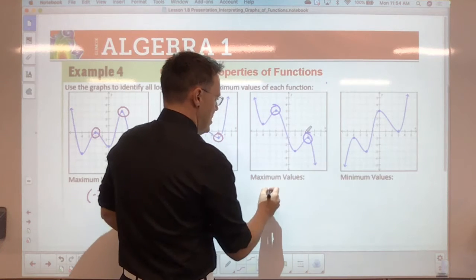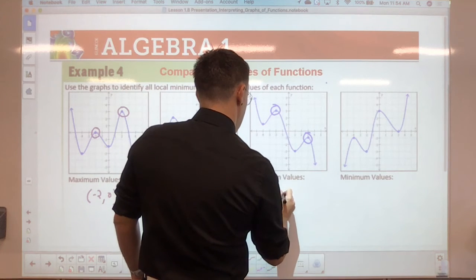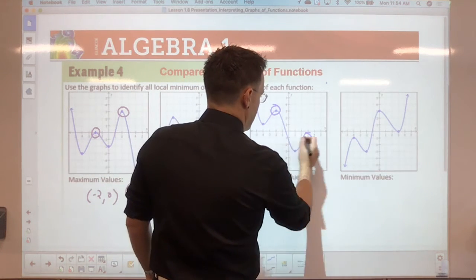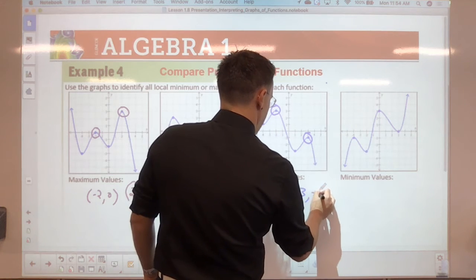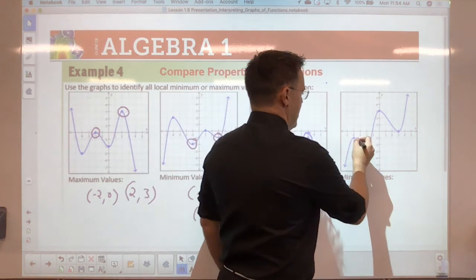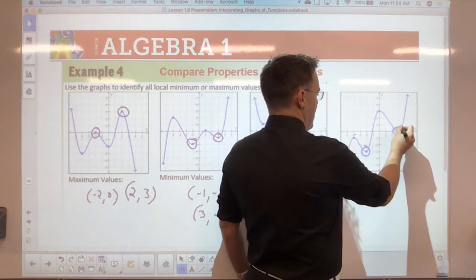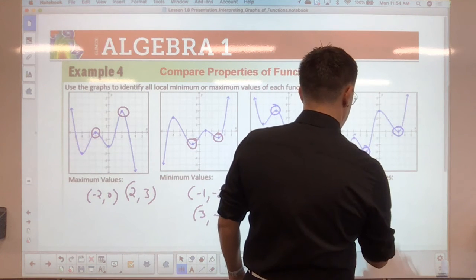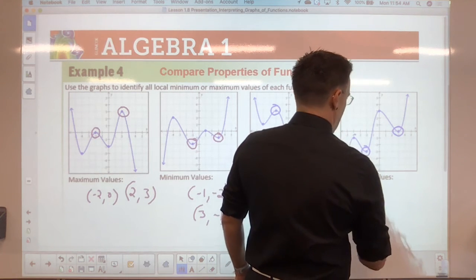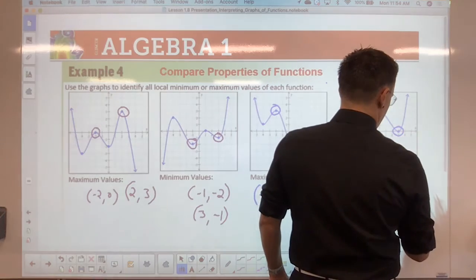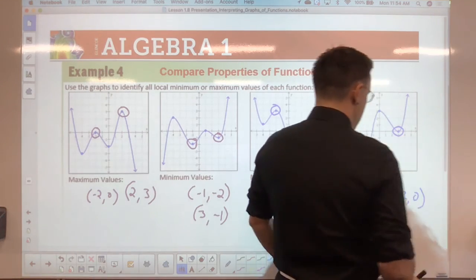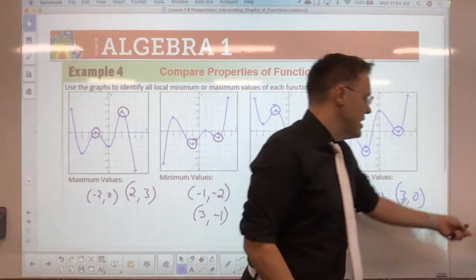All right, so my values here are going to be -2, 3, and then my other one is going to be 3, -1, and then the last one here, minimum values are here and here. That would be -2, -3, and then the last one would be 3 over 0 up. Okay, simple as that. Very quick lesson, very easy.